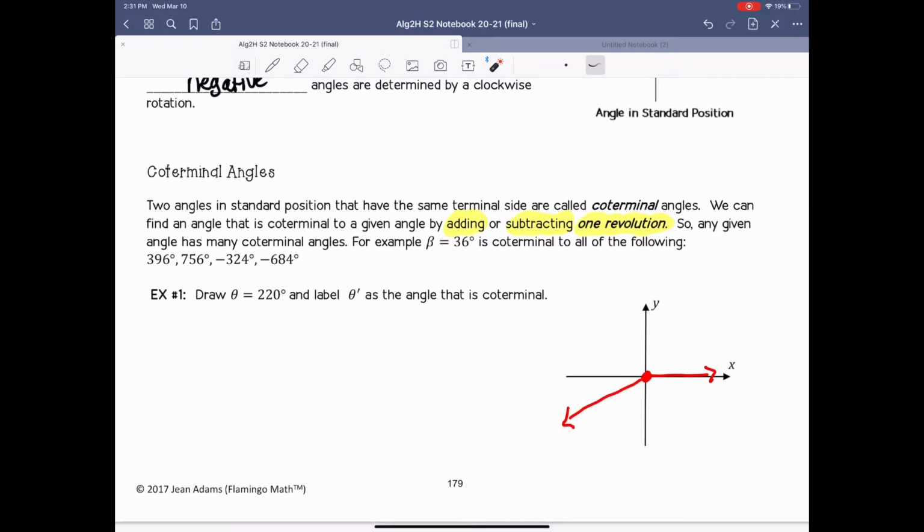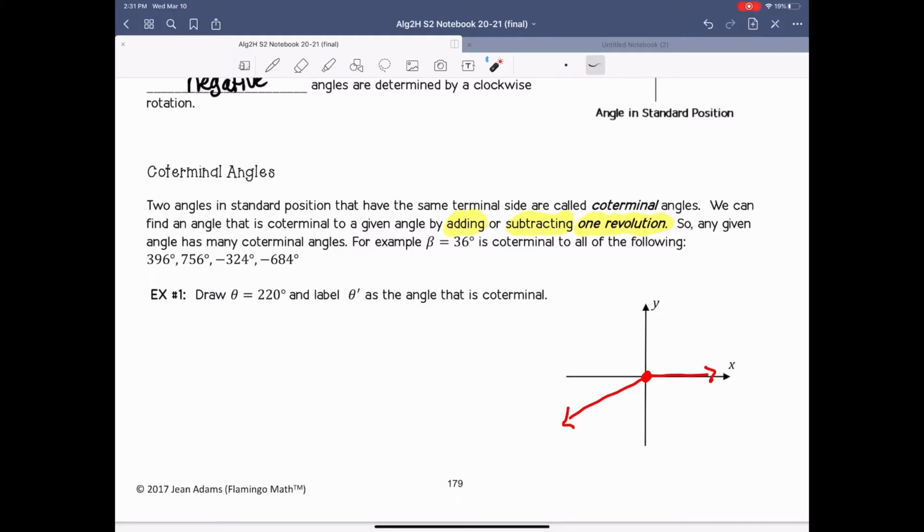And the same works in the reverse as well. So if I start at my terminal side and I make a full clockwise rotation, clockwise rotations create negative angle measures. And since I made a full circle, I essentially subtracted 360 degrees. And since the terminal side is the same, I have created a coterminal angle when I subtracted 360 degrees. And this is how coterminal angles work. You just add or subtract 360 degrees.